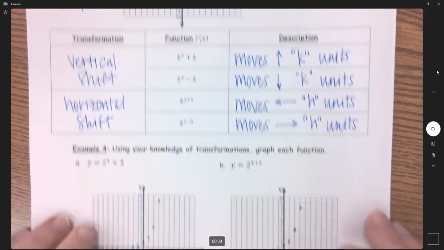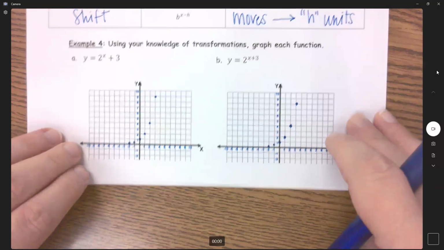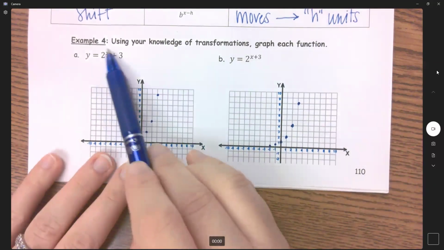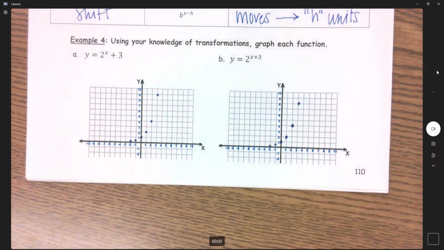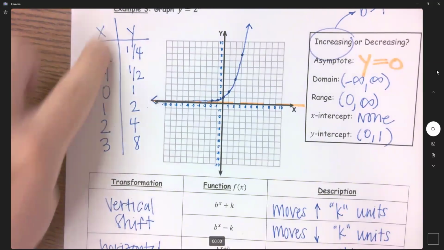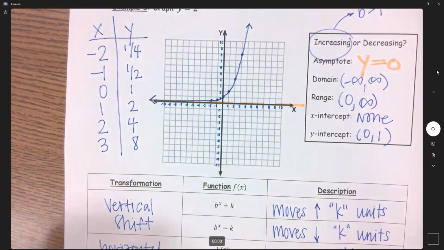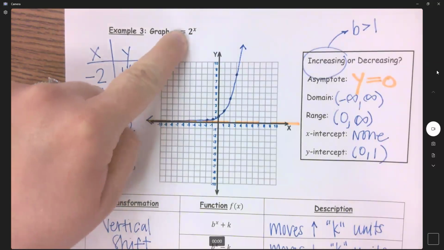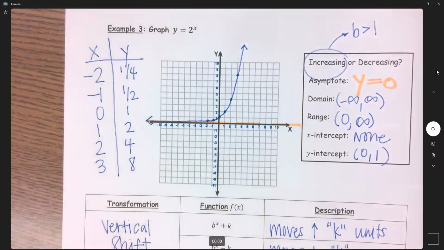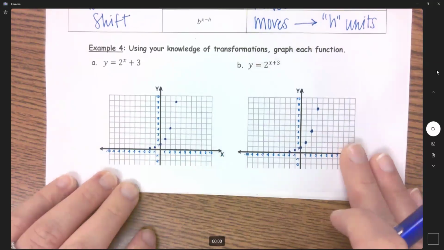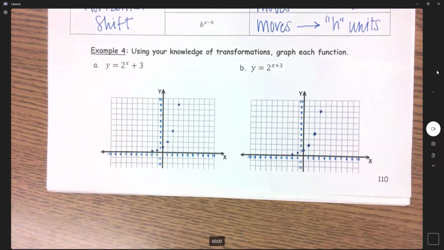So example 4 says, use your knowledge of transformations and graph each function. If you need to, please pause. Because these are both 2 to the x, that is its key, most basic function. So I am starting there on my graph. So all I did was plot these points. I'm not going to connect them, but I started with my graph as if I had 2 to the x that hasn't been shifted up, down, left, and right. Okay, so pause the video and plot those ordered pairs again. And then here we go.